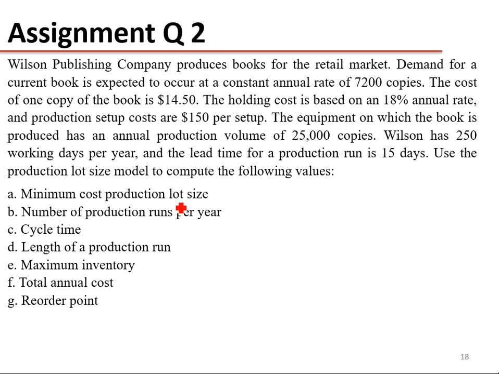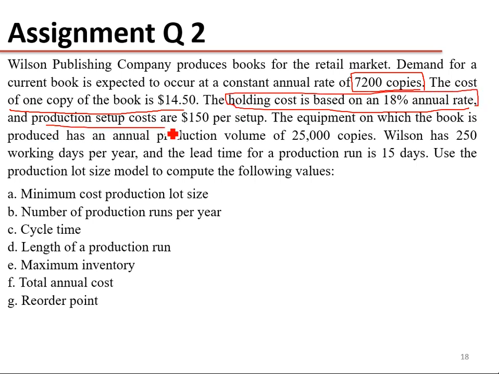And in question number 2, I have given you this numerical. Wilson Publishing Company produces books for the retail market. Demand of the current book is expected to occur at a constant annual rate, that is, the demand D is given. The cost of one copy of the book is given. The holding cost is based upon an 18% annual rate; this is the CC value.